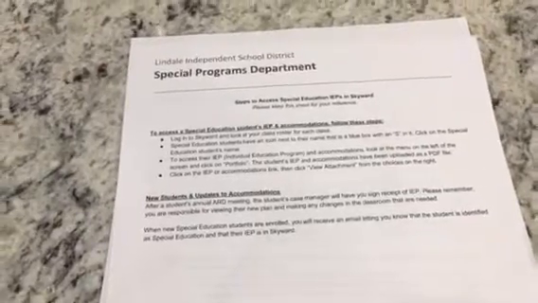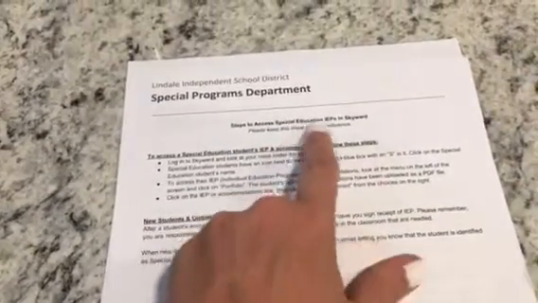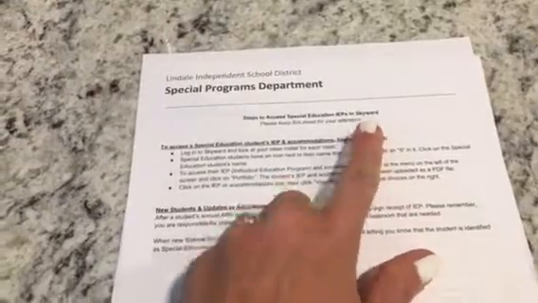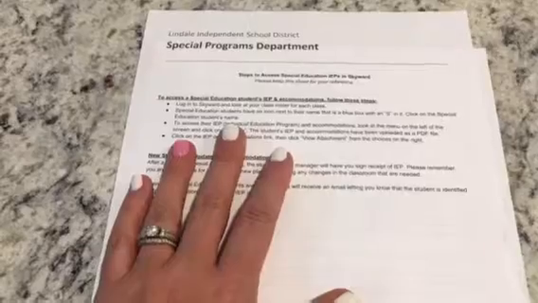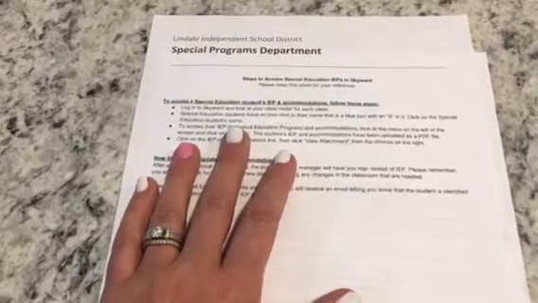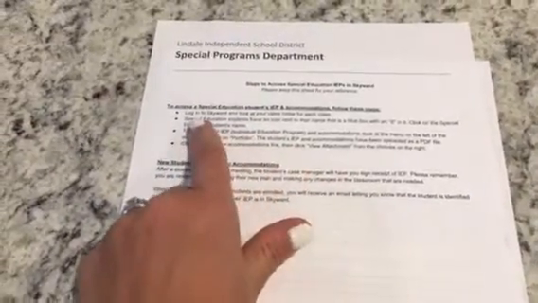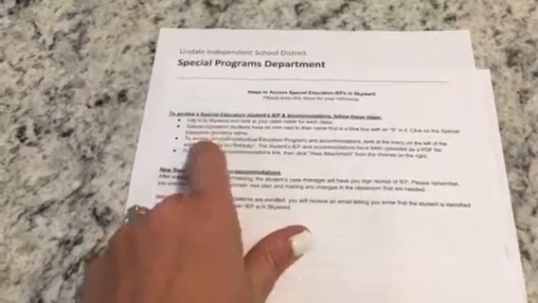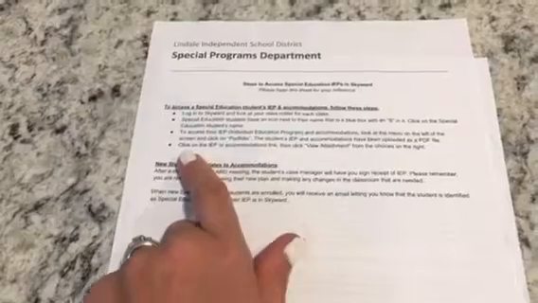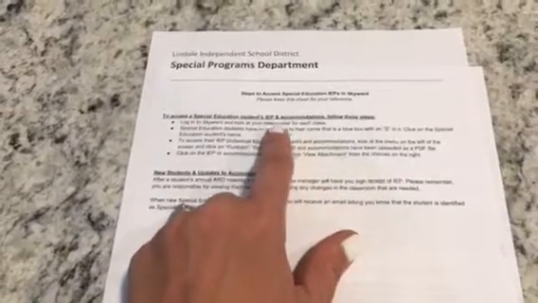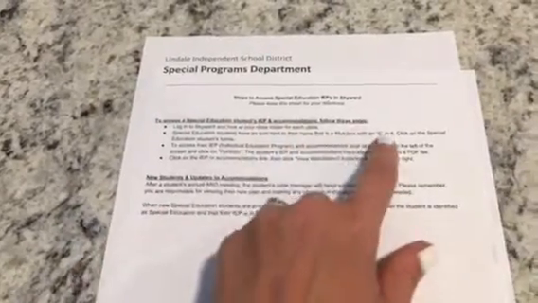The first form is the step to access special education IEPs in Skyward. This form is a form that you can give to your special education teachers on your campus who have students on your caseload in their classroom. This form just details how those teachers would access their students' IEP in Skyward. So it tells that they will see a class roster when they sign into Skyward.